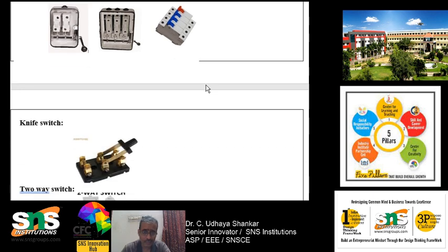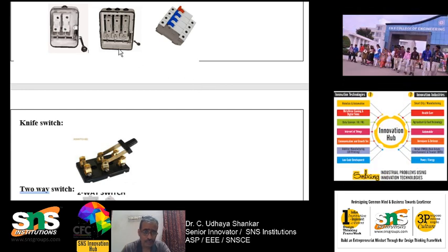Then next is the ironclad switch. For example, for high ratings, we'll be using this ironclad switch. Normally the fuses will be connected, as well as circuit breakers.